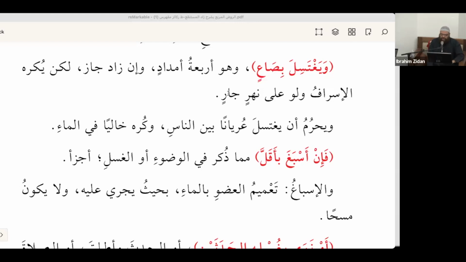ويحرم أن يغتسل عريانا بين الناس. Now يحرم. This is haram. أن يغتسل, that he would make غسل عريانا, naked, بين الناس, among the people. Whether it's men or not men, it doesn't matter. It's not permissible, of course, because of the hadith and to guard one's awrah. بين الناس, so this is haram.